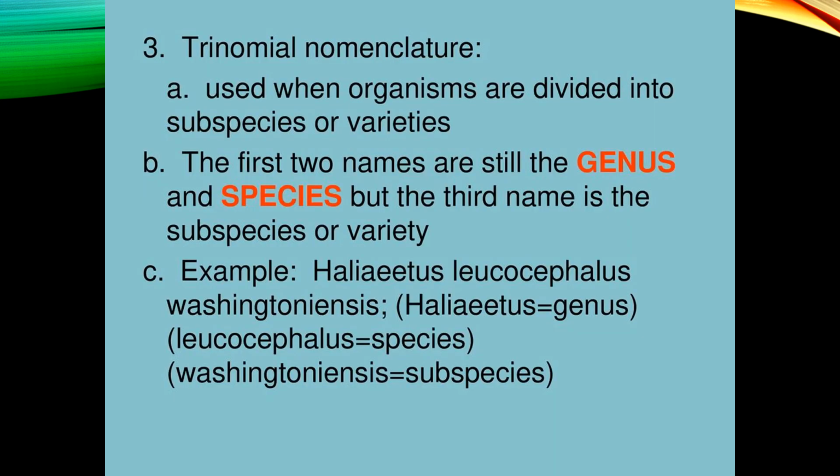What do you mean by trinomial nomenclature? Trinomial nomenclature includes a third name called a subspecies or variety. The first name is the genus, the second name is the species, and the third name is the subspecies or variety. Example, Helianthus leucocephalus washingtoniensis. Helianthus is the genus, leucocephalus is the species, washingtoniensis is the subspecies.